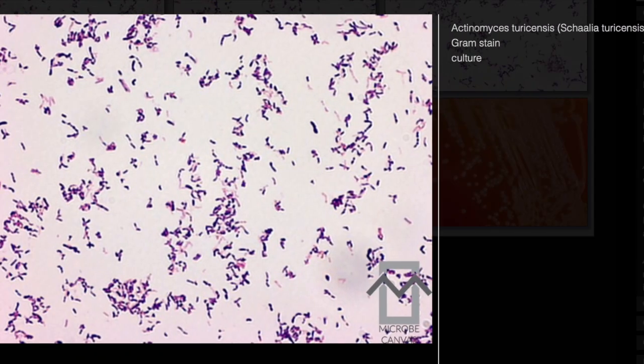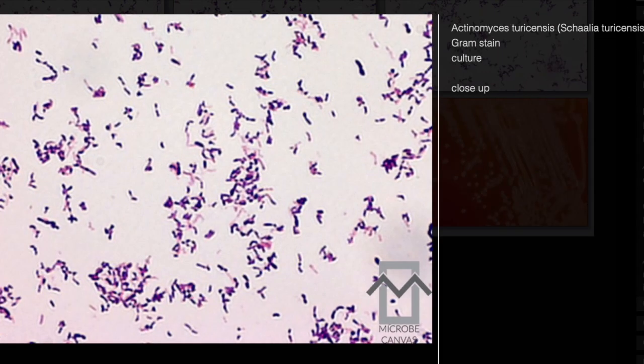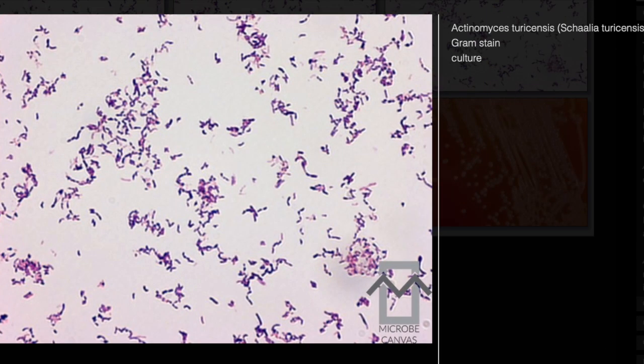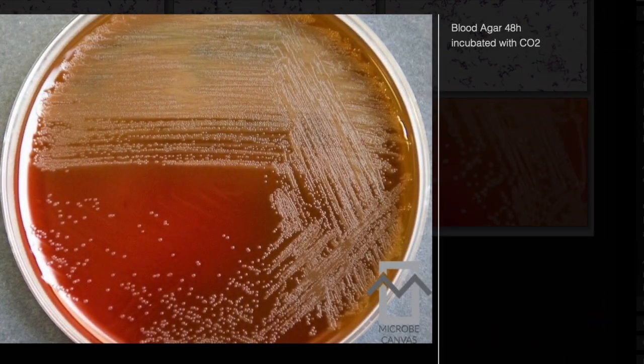Clinical significance. Although usually harmless, Actinomyces turicensis has been associated with certain infections. It has been isolated from pilonidal sinuses, perianal and decubital abscesses, infections of the ear, nose, and throat, postoperative wounds, and intrauterine contraceptive devices, IUCDs.